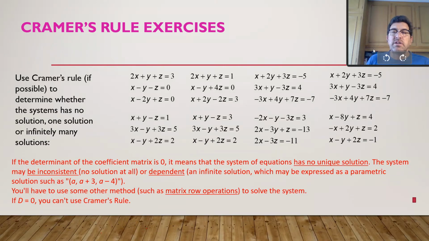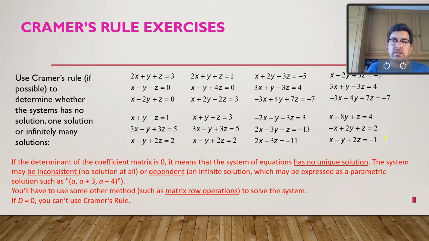So take a shot of that screen. There's 1, 2, 3, 4, 5, 6, 7, 8 problems for you to work on. Work with Cramer's rule for each one of those, and also then work with Gauss-Jordan reduction. Compare your two results at the end of the day. Okay, so for Cramer's rule, it's possible to determine whether the system has no solution, one solution, or infinitely many solutions. Remember what we looked at in the last slide.